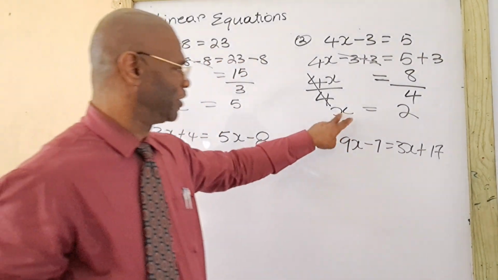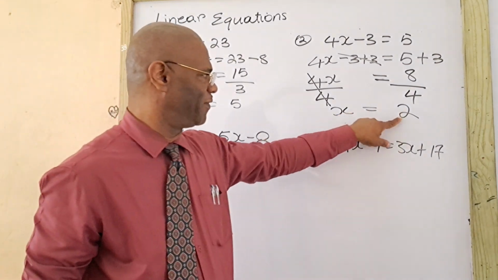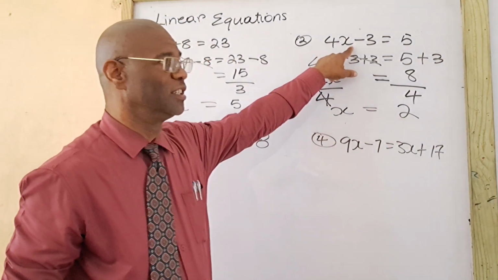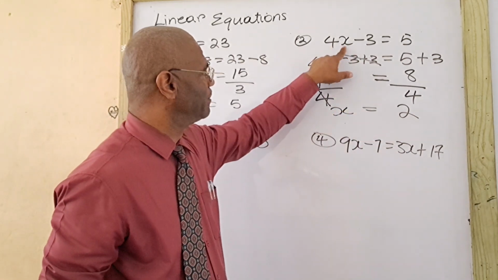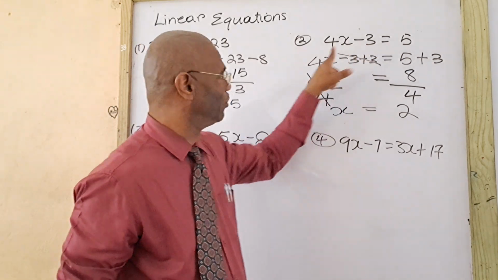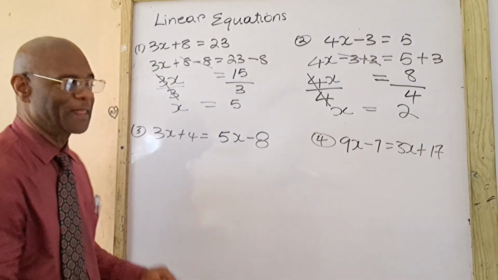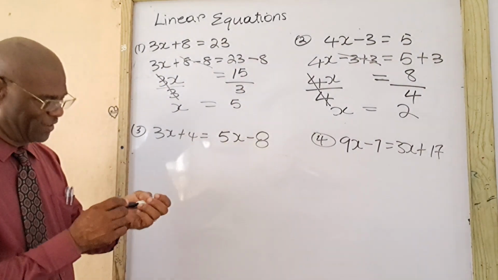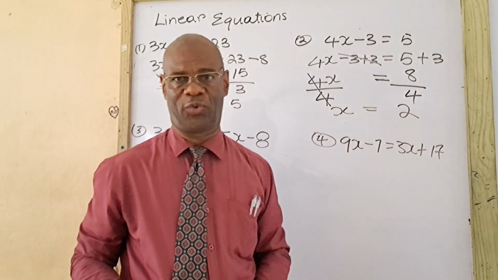And let us prove to see if this is correct. We are going to substitute the value of x into the equation to see if it is so. So we have 4 times 2 is 8. 8 minus 3 is equal to 5. Alright? Now, so that's solving linear equations with the variable on one side of the equation.